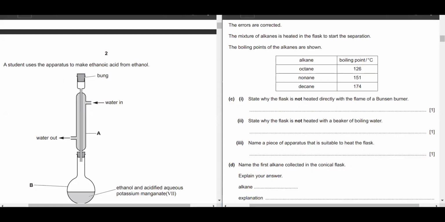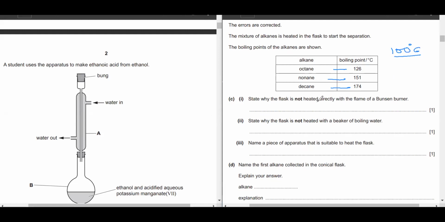Okay, now the errors are corrected. The mixture of the alkane is heated in the flask to start the separation. The boiling points of the alkanes are shown in the table. Different boiling points: octane has 126, nonane has 151, and decane has 174. So they have a higher boiling point than water, whose boiling point is 100 degrees Celsius.